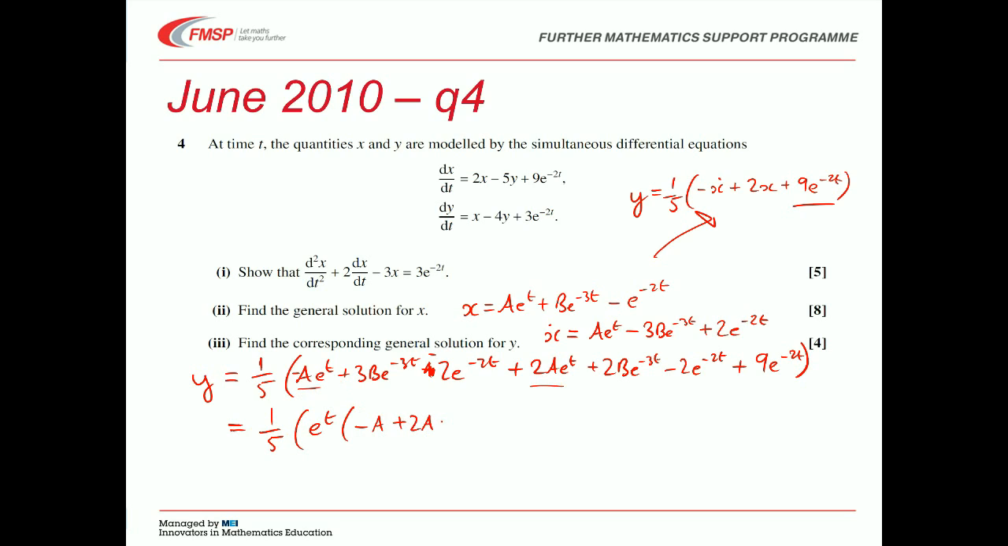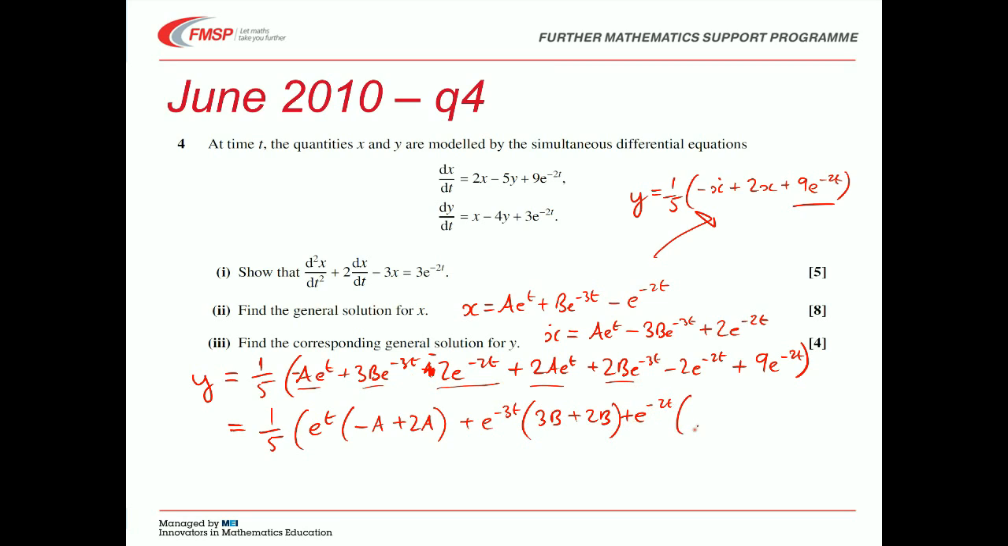Have I got any other e to the t's? I don't think so. Let's have a look at the e to the minus 3t's. I've got a 3b from here, I've got a 2b here, and I think that's it. And then finally I've got the e to the minus 2t.